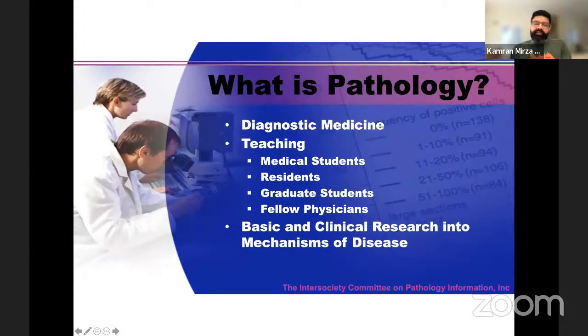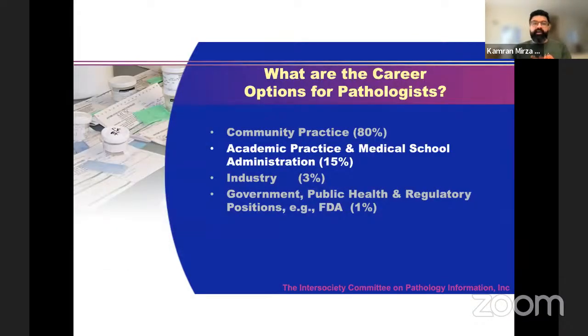So diagnostic, it's basically diagnostic medicine. You can go to the Inter-Society Committee on Pathology Information, the ICPI, and they have all of this data, and it's actually really cool. We teach medical students, residents, graduate students, and fellows. Pathology really is a place where clinical medicine and basic sciences can come together. So you can actually practice clinical medicine by diagnosing people, but you can also have research labs if you want to. Career options include going into community practice.